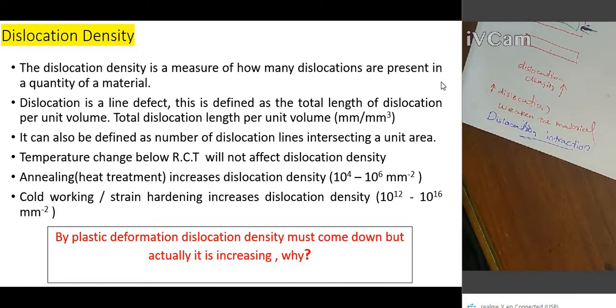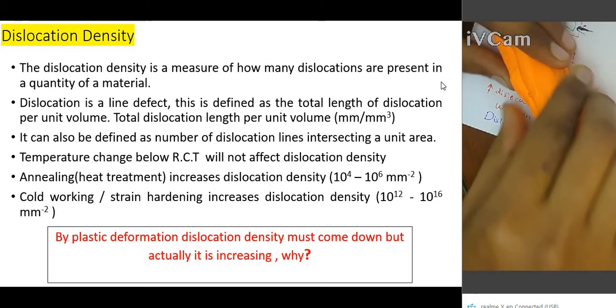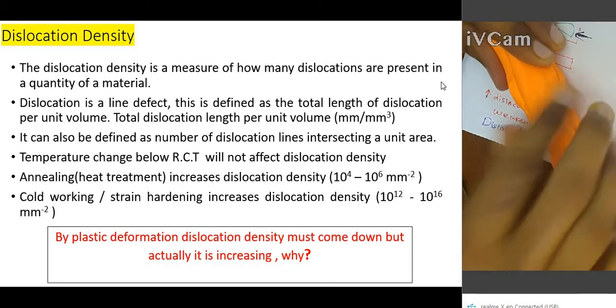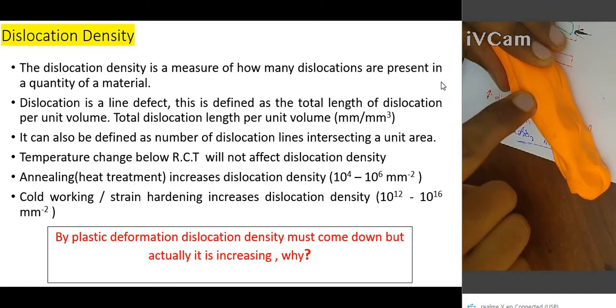So we already studied the motion of dislocation. For a given dislocation, there are three types of motion: gliding, climb, cross slip, etc. These are the motions of the dislocation. And when the dislocation is moving, when I deform this material, actually the dislocation is moving, either by gliding or climbing or cross slip.